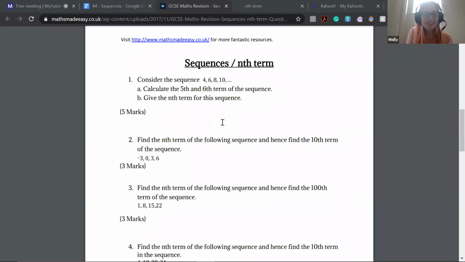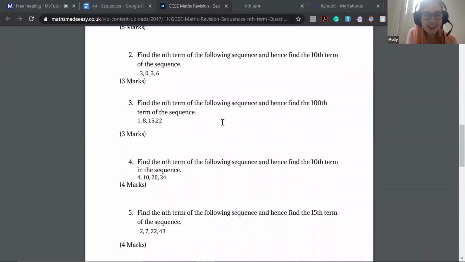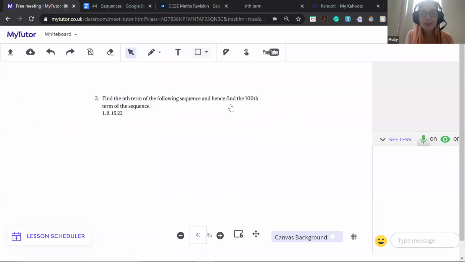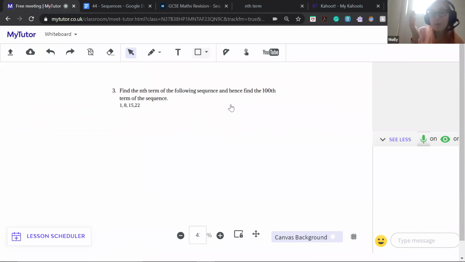So, for example, let's have a look at this one. This is a really, really classic question. Find the nth term and hence find something like the 100th term. Because you wouldn't want to find the 100th term just by writing out this sequence, because that's going to be a waste of your time and not fun for anybody.